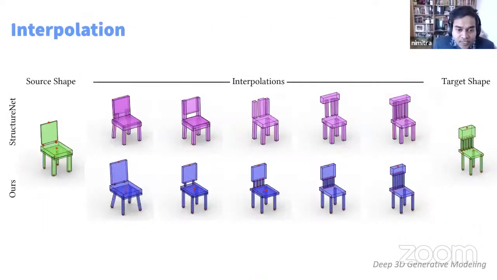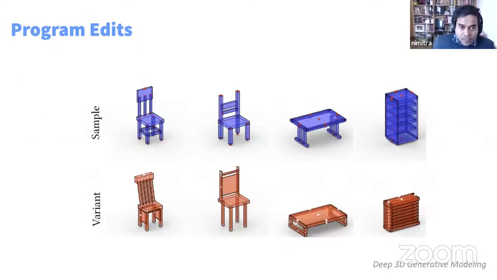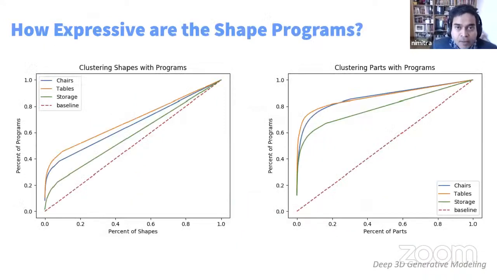We can interpolate, and here the bottom row is ours, an interpolation in the space of programs. In the top row, it's interpolation in StructureNet, which is the earlier part of what I spoke about. This also allows us to do program edits, so you can directly edit the programs and then execute them. And here's one evaluation that I want to show, which I think is a very interesting aspect of what is going on.